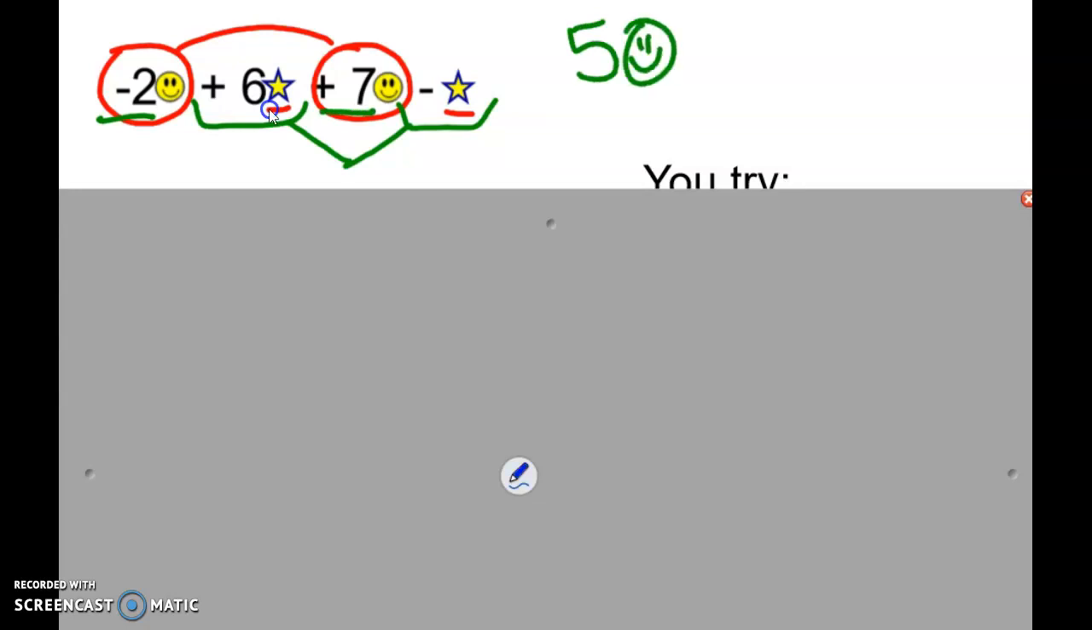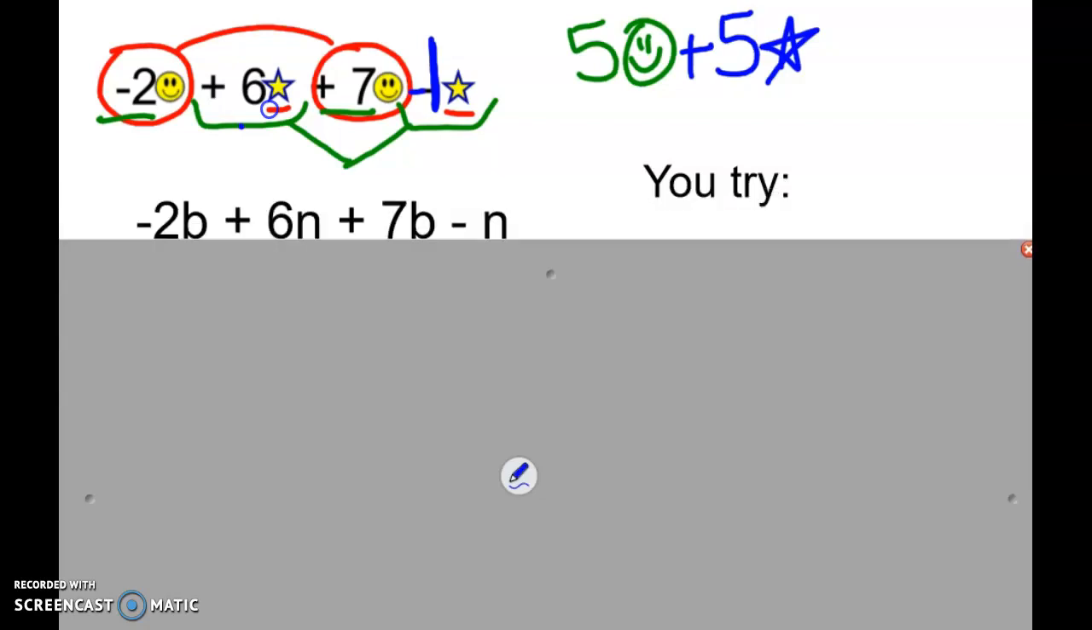And then if I look at my stars, 6 stars minus, always if there's no number there, that's a 1. So minus 1 star, well, 6 minus 1 gives me 5 stars. So if I just look at my like terms and combine what I can, I get 5 smiley faces and 5 stars.